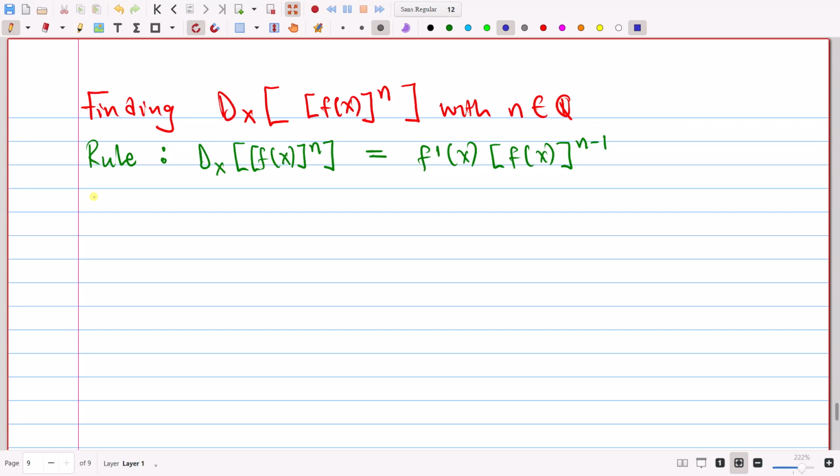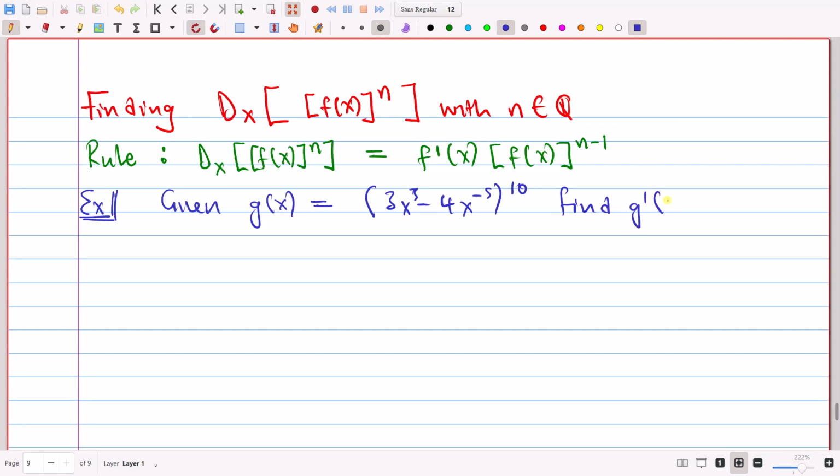As a demo on how to apply this and extract all the information that is there, let's look at the following example. You're given some function g of x, and let's start with simple functions. Let's say we have 3x cubed minus 4x minus 5, raised to the power 10. Then let's say our goal is to find what g prime of x is. The answer goes as follows.